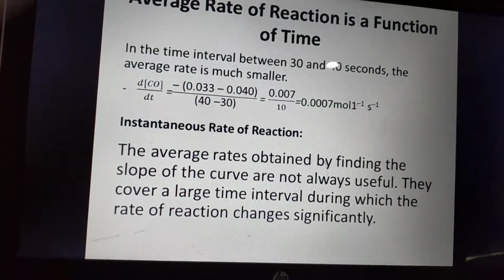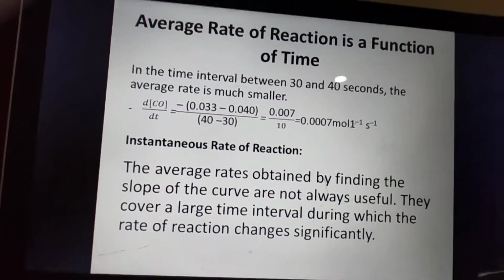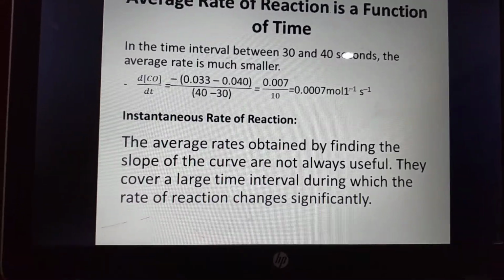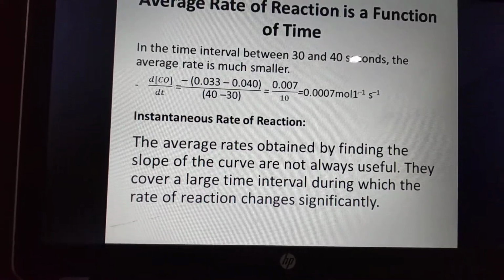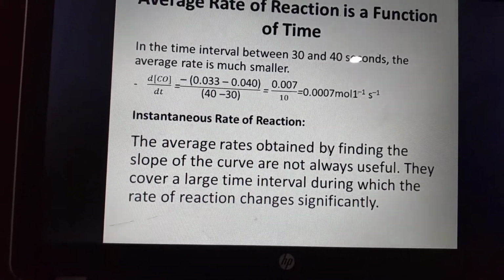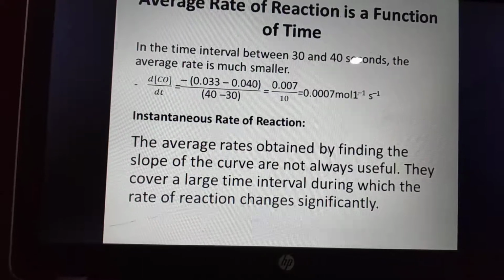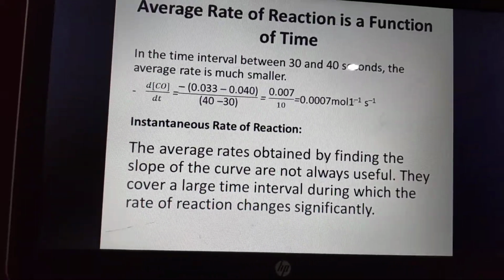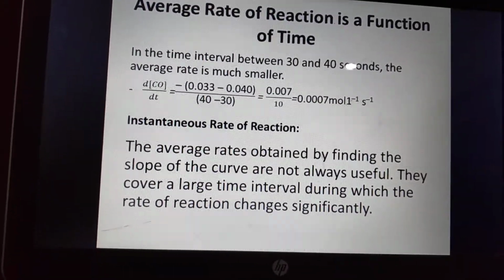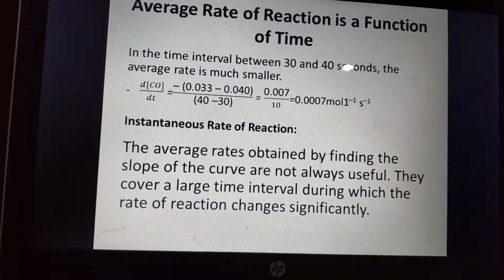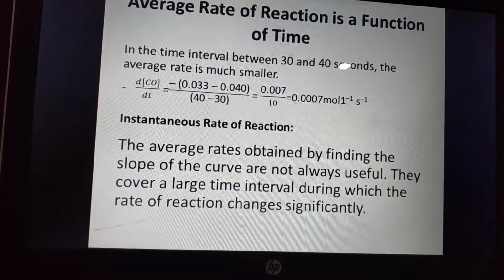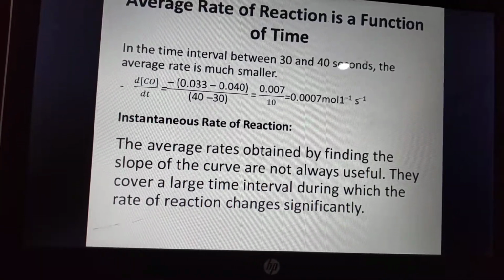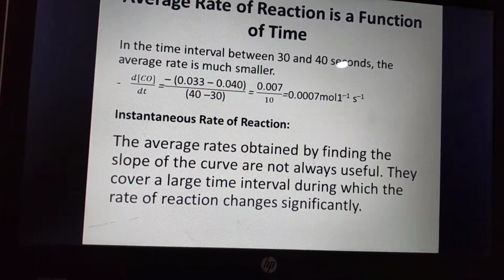Similarly, in the interval from 30 to 40 seconds, the average rate is much smaller. Minus d[CO]/dt is minus (0.033 minus 0.040), because the concentration of carbon monoxide decreases, so we take the minus sign. Minus into minus gives the positive, 0.007 divided by 10, that is 0.0007 mole per liter per second.